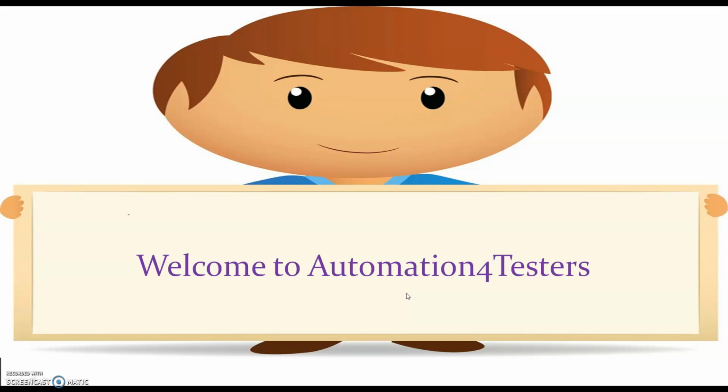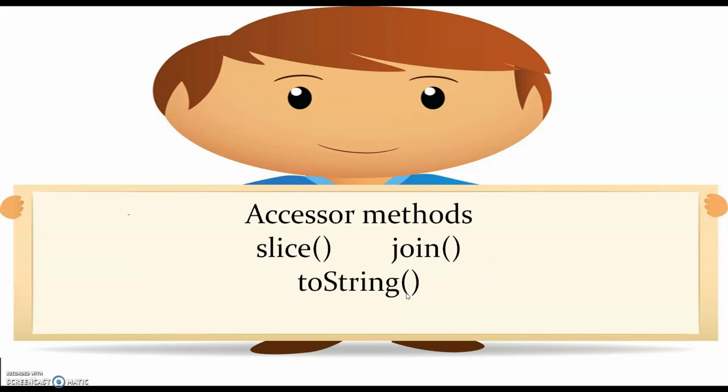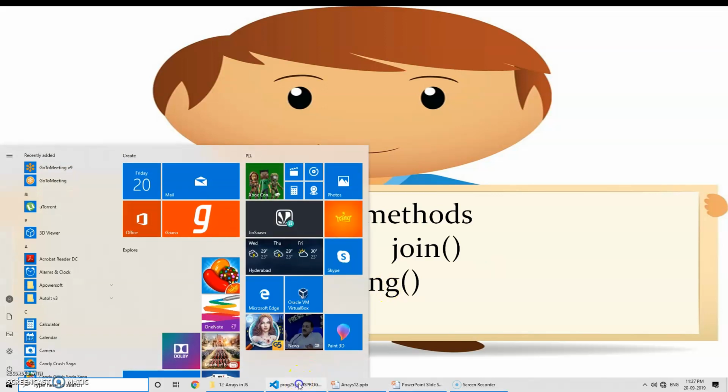In this lecture, we are going to talk about three accessor methods like slice, join and toString. Okay, so now let's jump onto the Visual Studio Code in order to understand these three methods. So let's start with something called slice method.